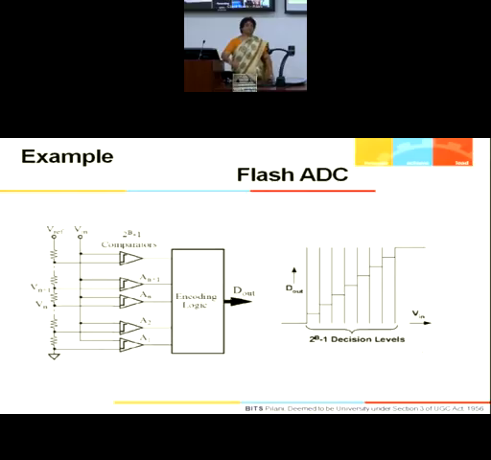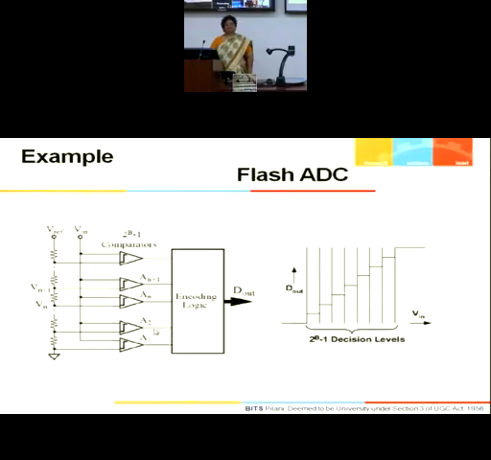An example is where we use comparators, like in a flash ADC, where we keep on comparing; we have a resistor ladder. Suppose it's an 8-bit ADC, we generate 2 to the power 8 voltage levels. Then we compare those voltage levels with the input, and accordingly we generate a digital output, a bit pattern. All these things are comparators.